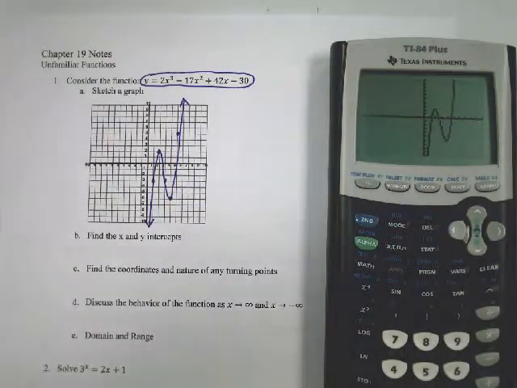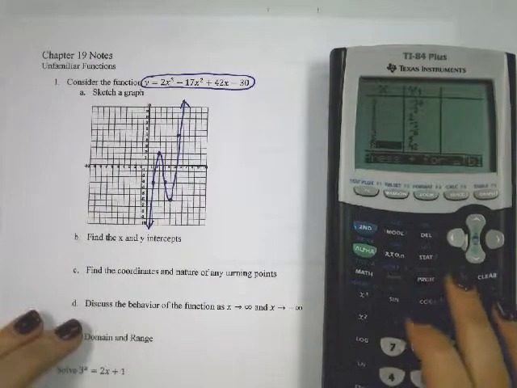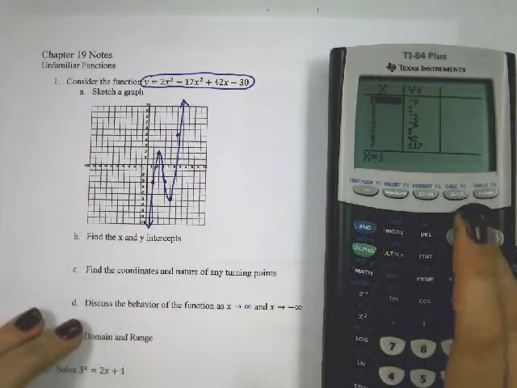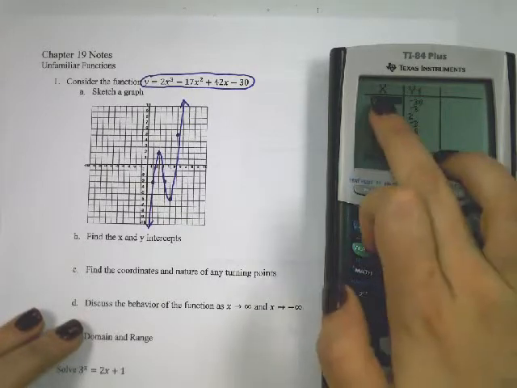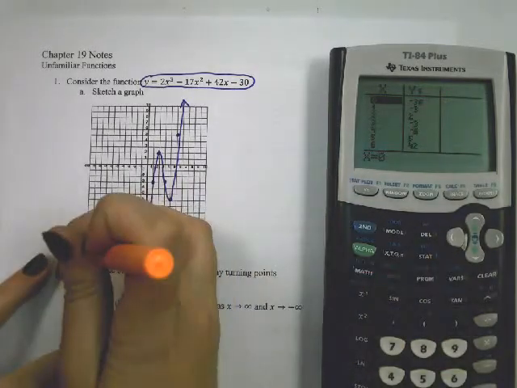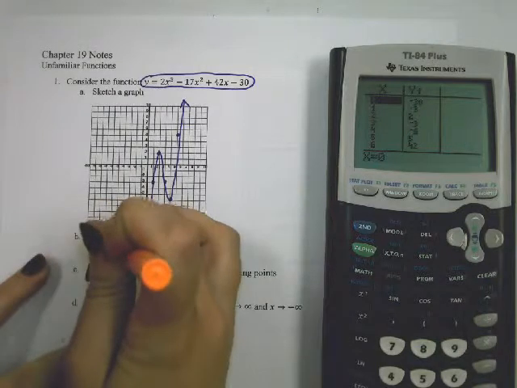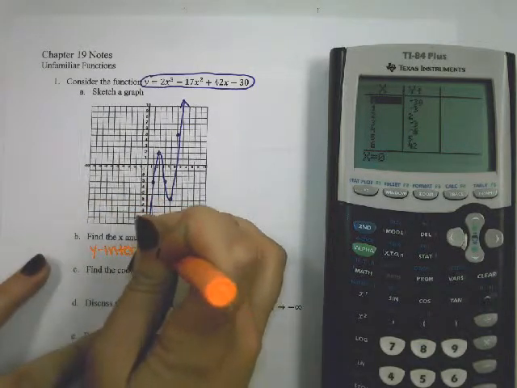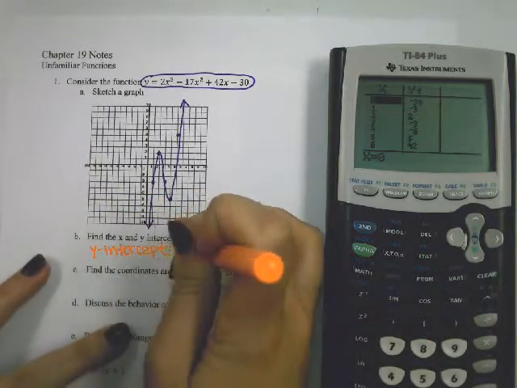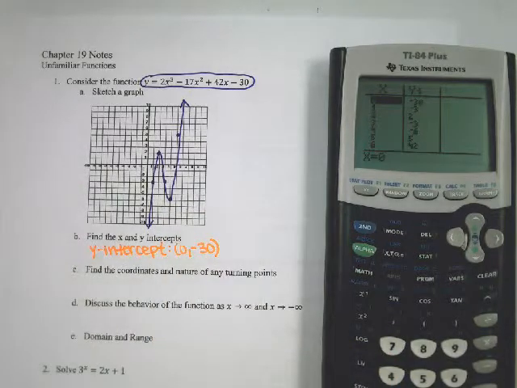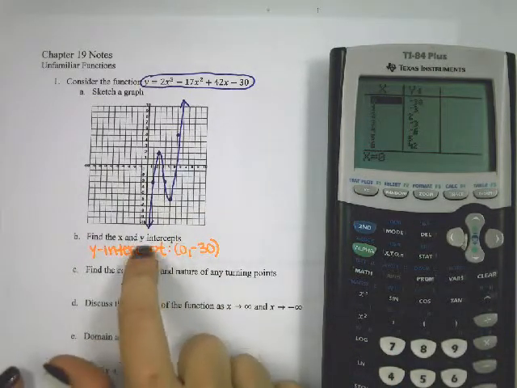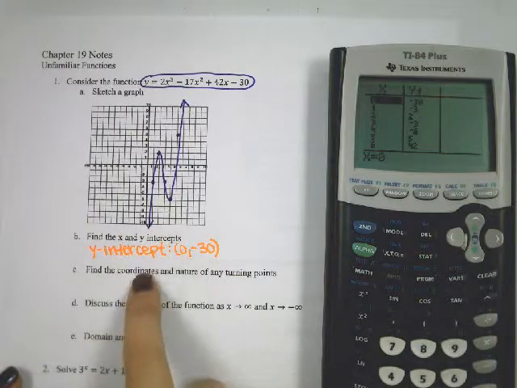It wants us to find the x and y intercepts. The y-intercept is the easiest one to find. It will always show up in your table. So my y-intercept is where x is 0. So 0, negative 30. Okay, that would be way off my graph. This arrow is pointing down and it would be way down there.